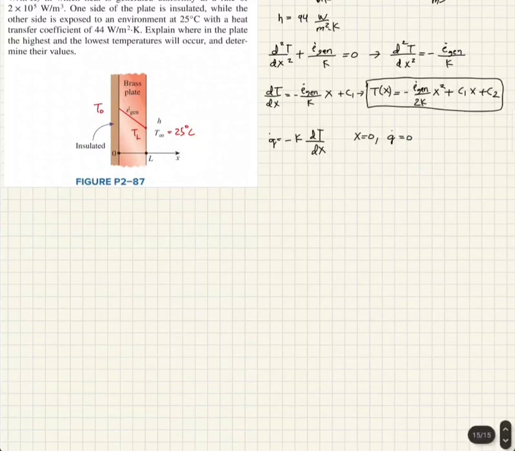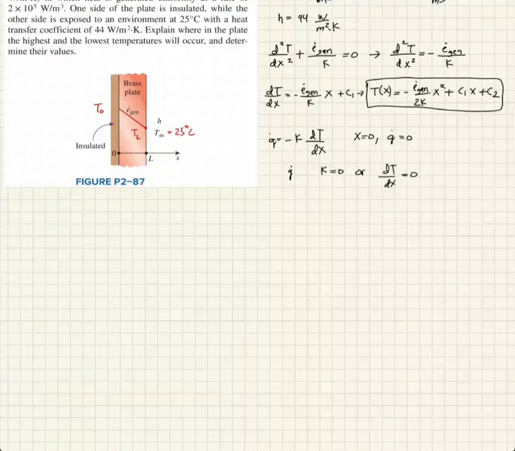Now if you want to say that q dot is 0, we can either make k equal to 0 or dT over dx equal to 0. Now we cannot make k equal to 0 because k is a constant and it's a property of the system.